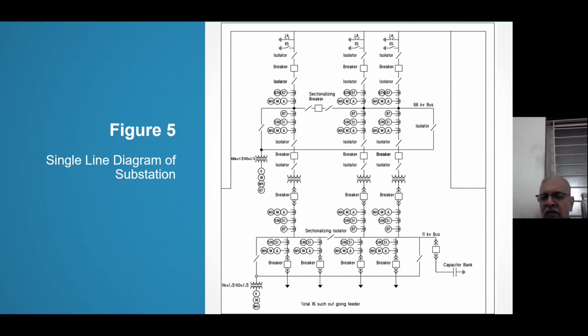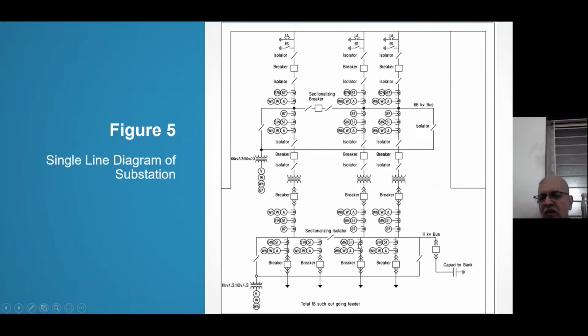Then you come to the 11 kV bus. The arrangement I am using is the single bus arrangement with a sectionalizing isolator, and then once again the PT I am feeding from two halves, then all outgoing feeders.